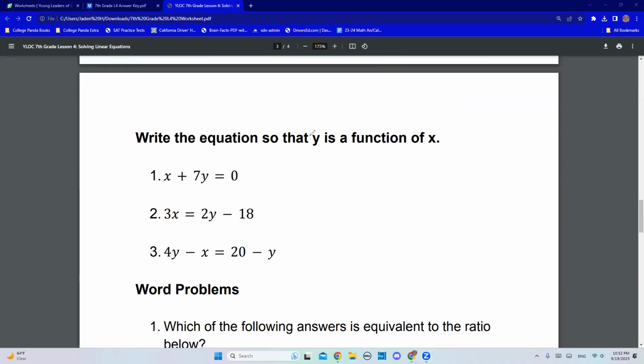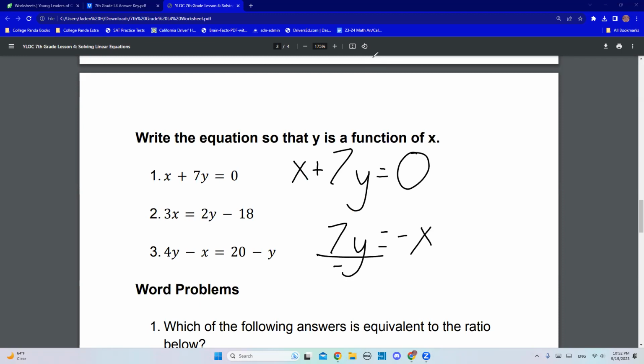All right, write the equation so that y is a function of x. What that basically tells you is that they want y at the end of the equation. They just want y to be by itself and to have no coefficients in front of it. Coefficients are basically just the numbers in front. So we want the y to be by itself with no coefficients. So let's isolate the y. Let's subtract x, and then we just divide by 7. So we are left with y by itself. So y equals negative x over 7.